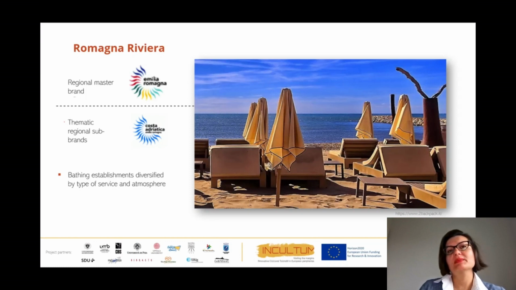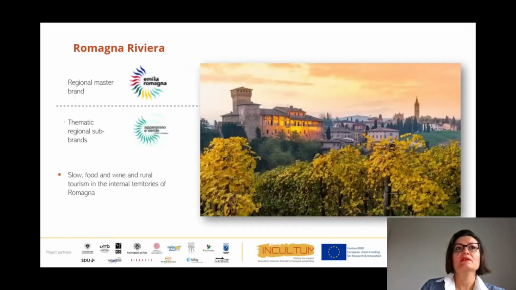Thematic sub-brands representing the various product clusters have been developed from a regional master brand. Let's see some of them. In this slide we have offers for seaside tourism, represented by the blue logo, with bathing establishments diversified by type of service and atmosphere. Here we have offers for green and food and wine tourism in the hinterland, represented by the green logo, with slow food and wine and rural tourism in the internal territories of Romagna.